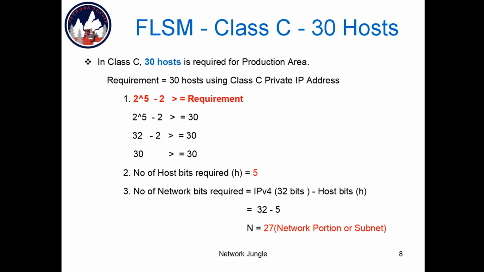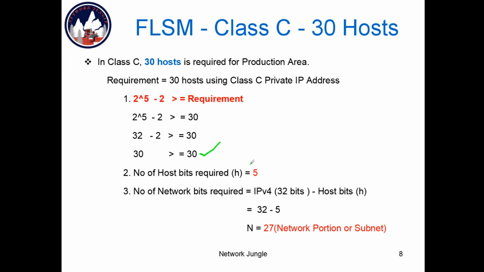Here is another example: 30 hosts. We need 30 hosts for the protection area. We can take the formula 2 power h minus 2 greater than or equal to the requirement. Our requirement is 30 valid IP addresses for the protection area. Here h is the host bits in the network segment. So we can take 5. 2 power 5 minus 2 is greater than or equal to 30. 2 power 5 equals 32, and 32 minus 2 is 30. So 30 is greater than or equal to 30. That is the valid condition.